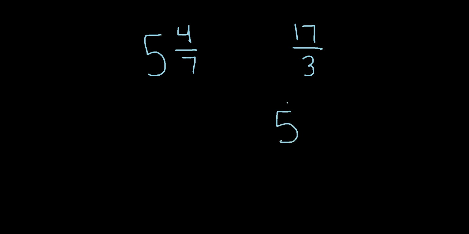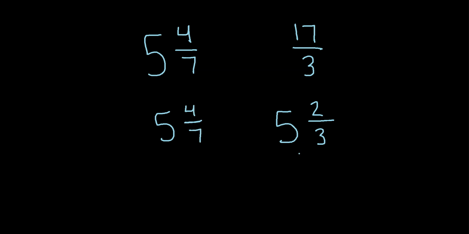And how much is left over? So 5 times 3, that's 15. To get to 17, we need 2 more. So we'll say 2 over, and we keep the same denominator, 3. So 17/3 is the same as 5 2/3. So now we can compare, I'll rewrite this, 5 4/7 and 5 2/3.